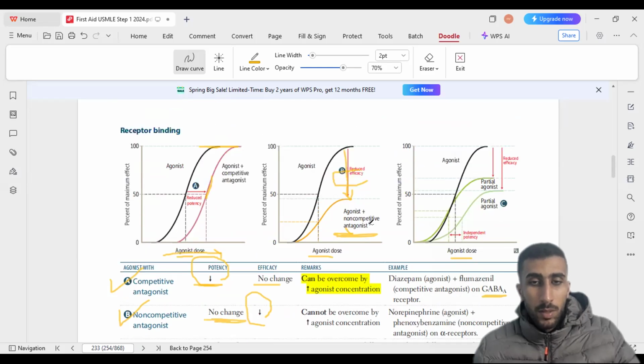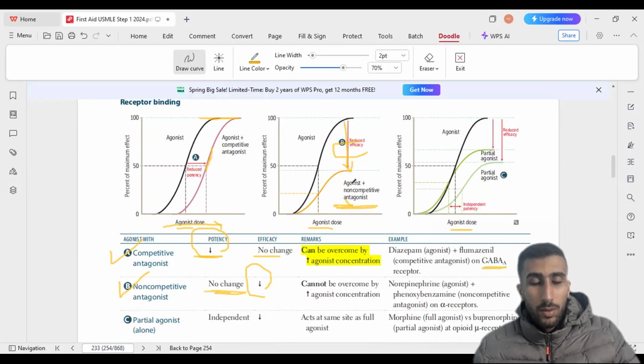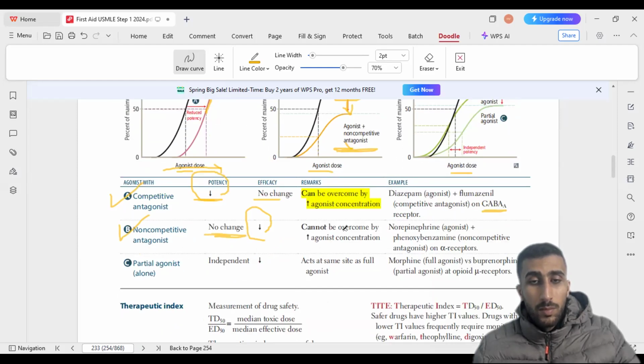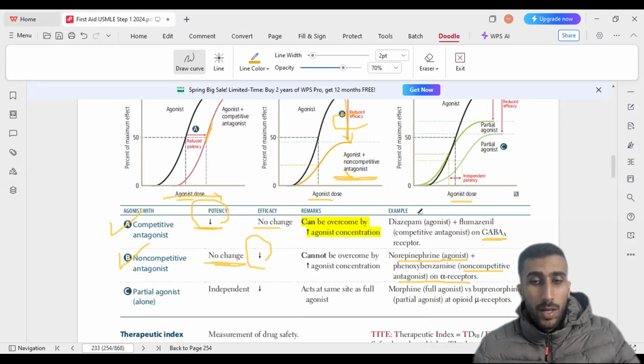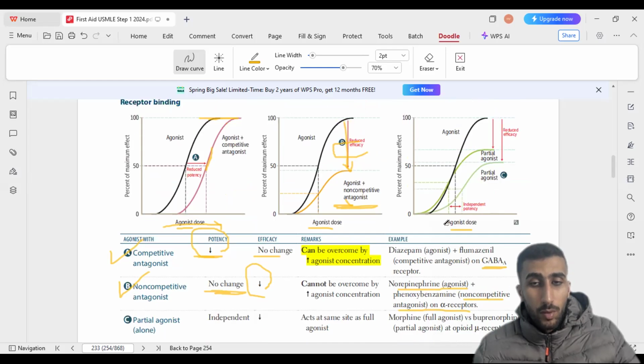They are not competing in the same way; it is in the form of a non-competitive antagonist. Some of the receptors are already blocked, and whatever agonist dose you increase, you will never reach the maximum effect. So this cannot be overcome by increasing the agonist concentration. An example is norepinephrine, the agonist, plus phenoxybenzamine, a non-competitive antagonist on the alpha receptor. If you give phenoxybenzamine, whatever dose of norepinephrine you give, you will not produce the maximum effect of norepinephrine.